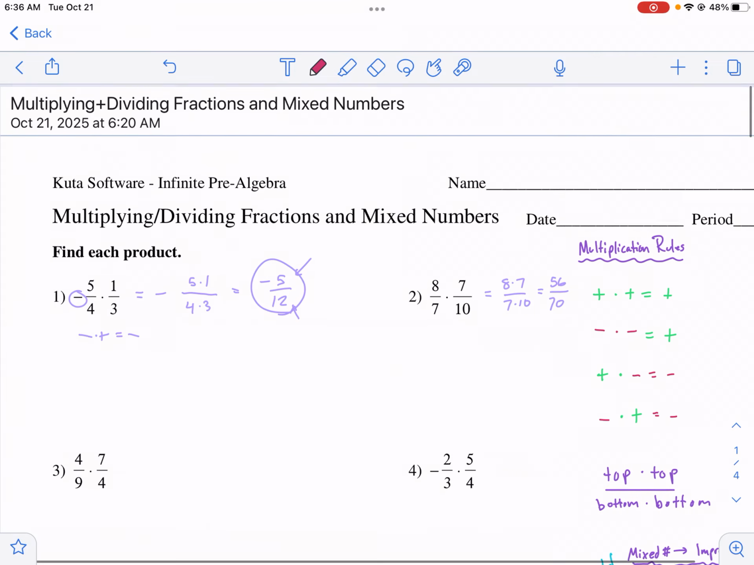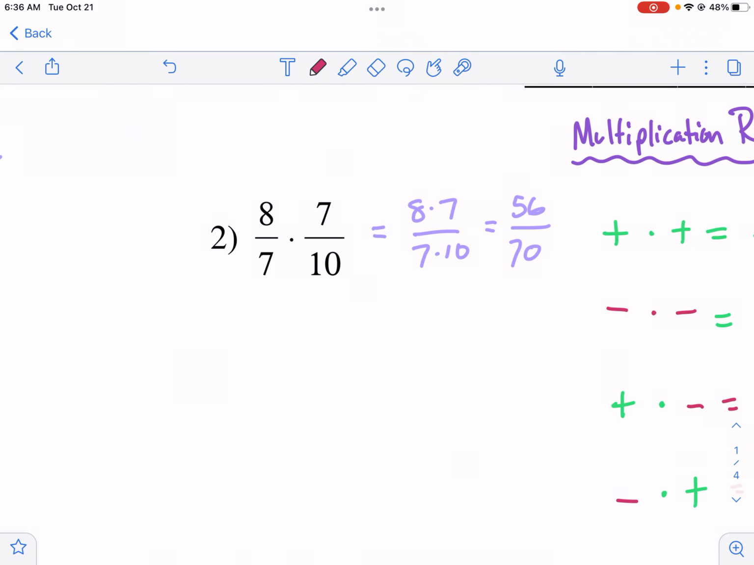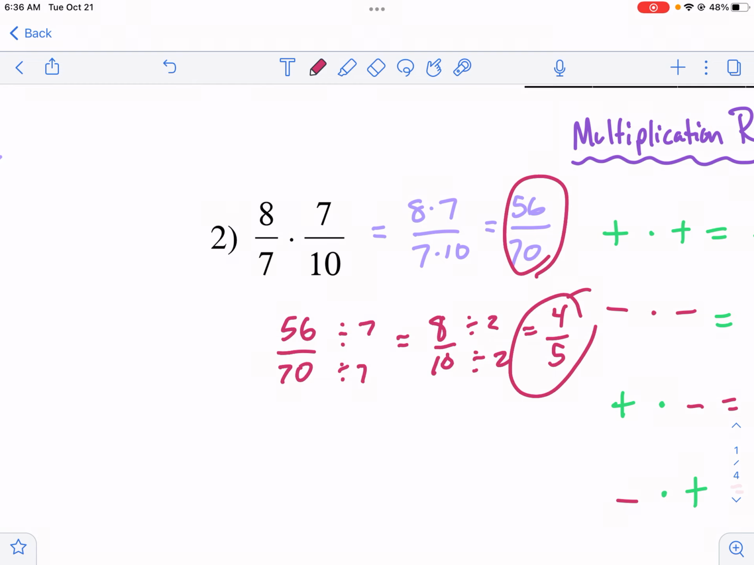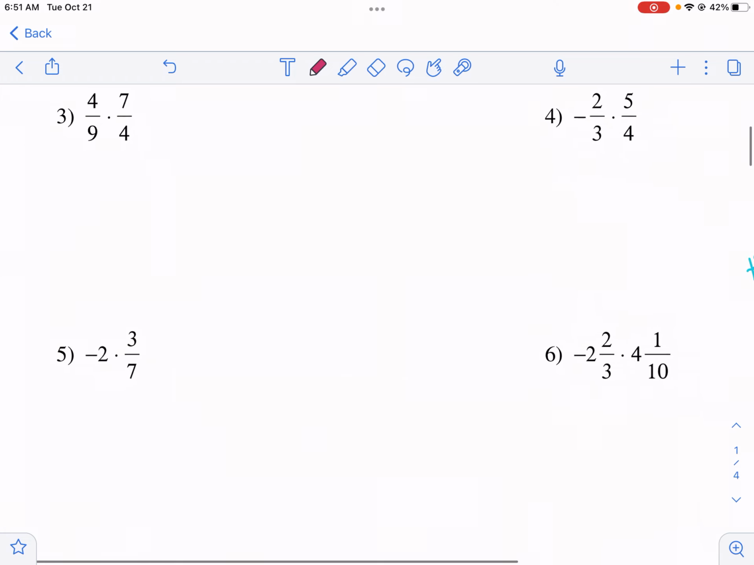Sometimes if you don't know the greatest common factor, you can always just test out some numbers. I recognize that I have a 7 in both these numbers, so I'm going to divide by 7, and I get 8 over 10. But that in itself is not reduced all the way. I can divide the top and bottom by 2, and I get 4 over 5. So in this case, my greatest common factor should have been 14, but 4 over 5 is my most reduced form. Let's do a few more of the multiplication.